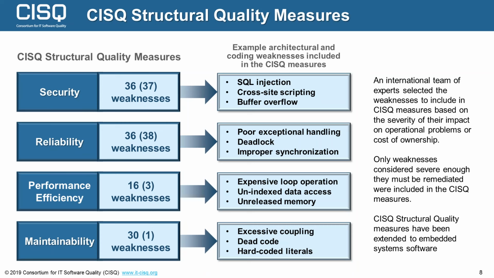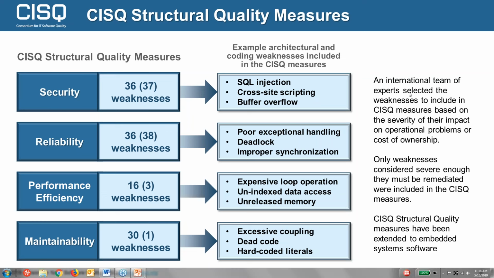You can see here in the middle column examples. So for reliability, you can see the weaknesses we're looking at are things like poor exception handling, deadlock, improper synchronization, things that will crash the software or make the software difficult to recover or cause other kinds of reliability problems. And so this isn't all possible reliability or performance efficiency or maintainability weaknesses. It's the ones that the folks building these measures felt were most critical, most severe, and had to be dealt with, had to be removed at some point from the software in order to reduce the operational or cost risk. So that's how the CISQ measures were created.